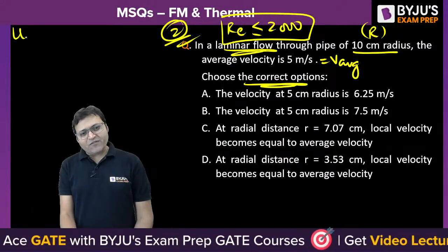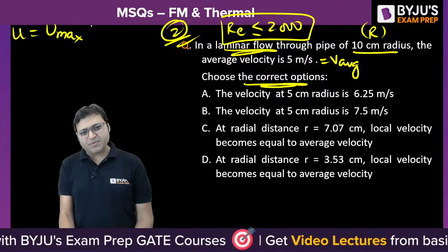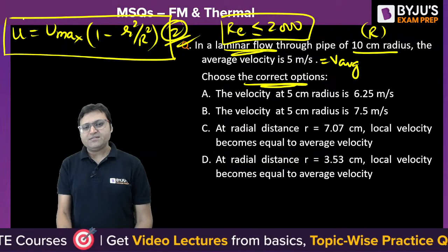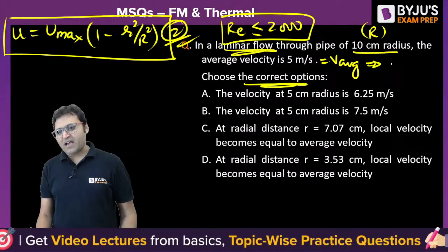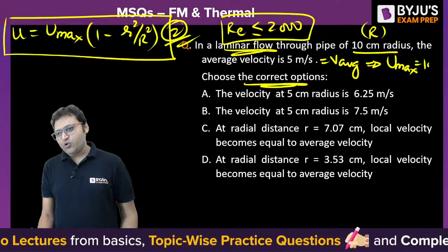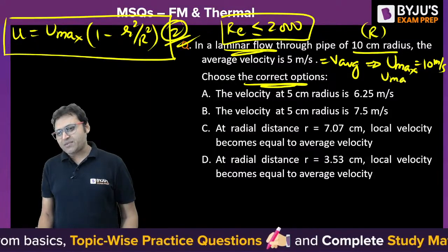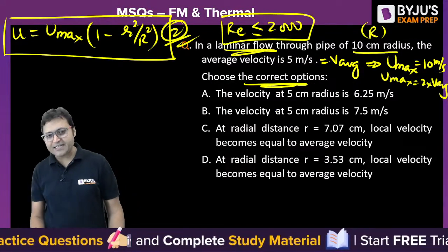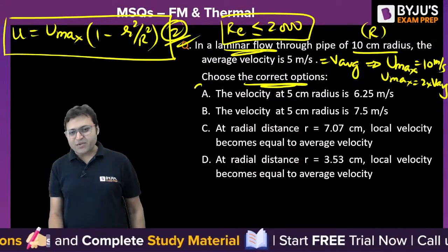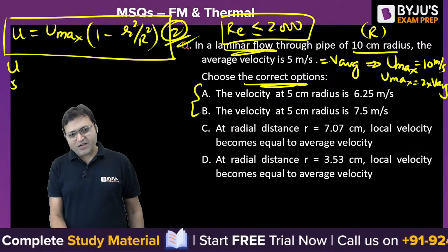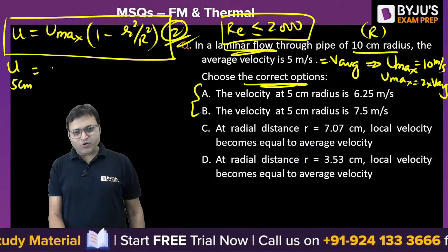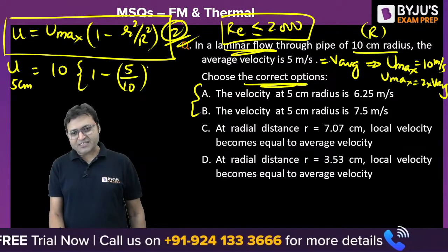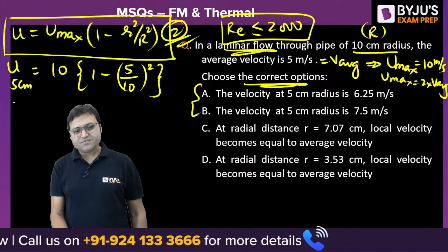So can we say the velocity profile is given by U maximum into (1 minus r square by capital R square). This is the velocity profile. So if average velocity is 5 meter per second, what is the maximum velocity? Do you agree? 10 meter per second. U maximum is equal to twice of V average for laminar flow. Isn't it? The velocity at 5 centimeter radius: U at 5 centimeter radius will be equal to U maximum, which is 10, into (1 minus (r is 5, capital R is 10) whole square). What will be the answer?